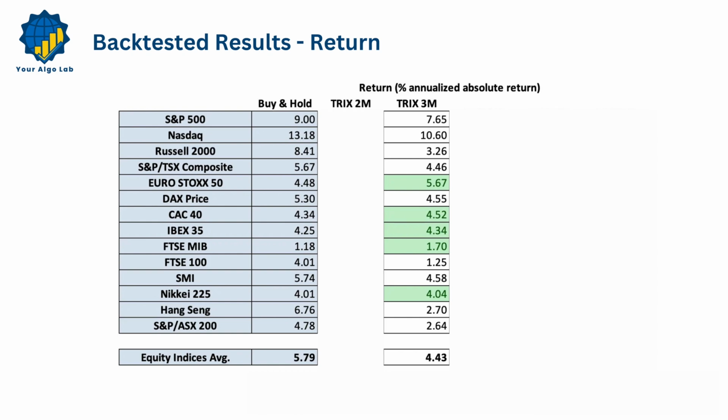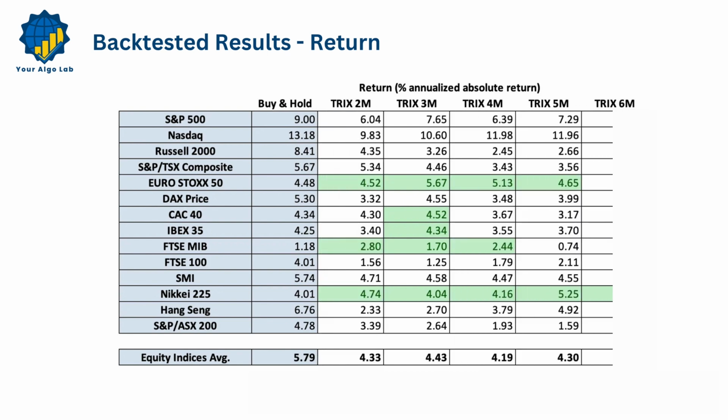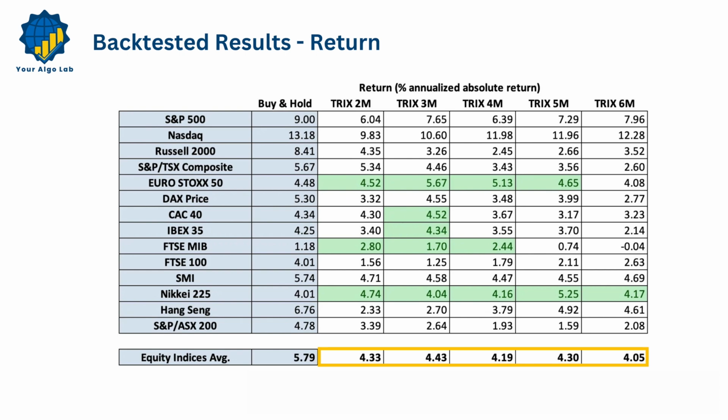We'll select one parameter, 2-month, which is below the 3-month TRIX, and 3 parameters, 4, 5, and 6, which are above it. We'll run the complete program using these parameters and evaluate the results based on absolute return, maximum drawdown, and risk-adjusted return. Let's begin by examining the returns. We observe that average returns fall below the benchmark buy and hold strategy.